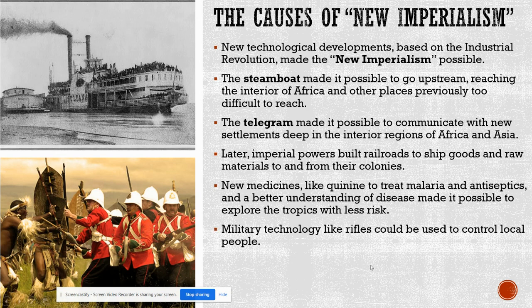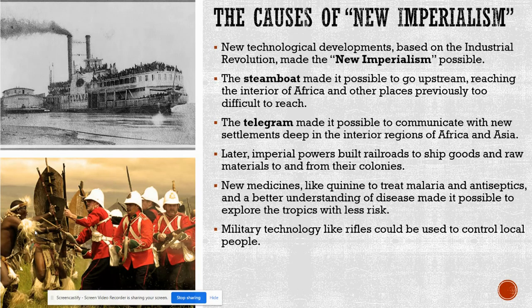Military technology like rifles could be used to control local people, and kind of in this picture over here, you see Zulu warriors from Africa fighting the British troops, fighting against rifles with spears and shields and things like that.